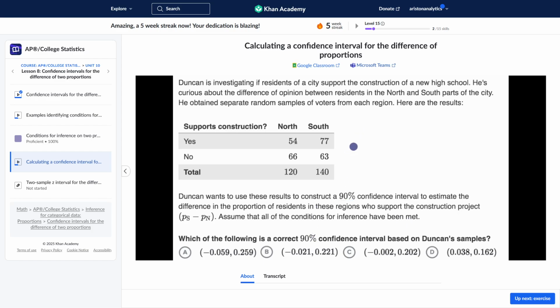In a previous video, we introduced the idea of a two-sample z-interval. We talked about the conditions for inference. Lucky for us here, they say the conditions for inference have been met. So we can go straight to calculating the confidence interval.